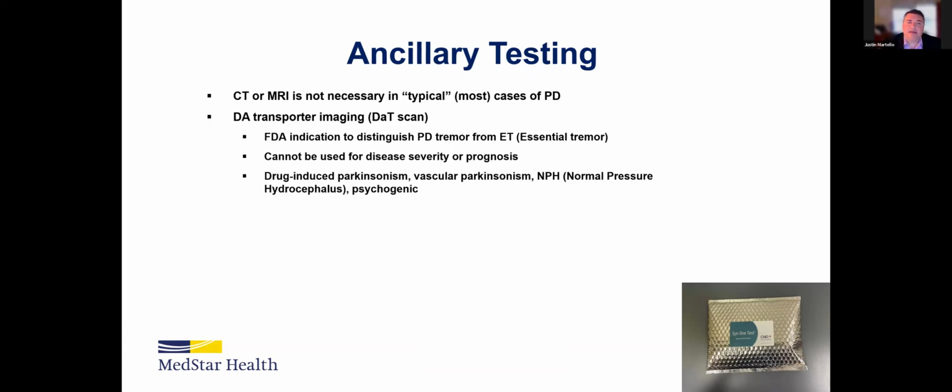But many times, as I alluded to before, we actually get the DAT scan for other reasons, right? As I mentioned before, how much of a medication you're on could be contributing to the Parkinsonism versus underlying Parkinson's disease. So any kind of medication or drug-induced Parkinsonism, vascular Parkinsonism, normal pressure hydrocephalus. Other diseases are actually more common that we're trying to differentiate.